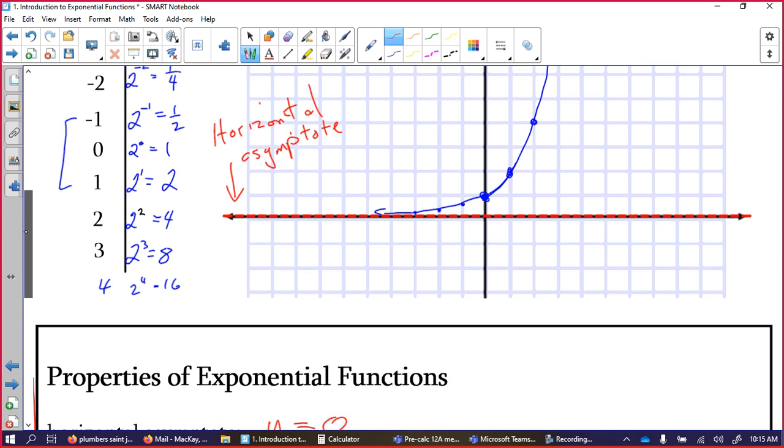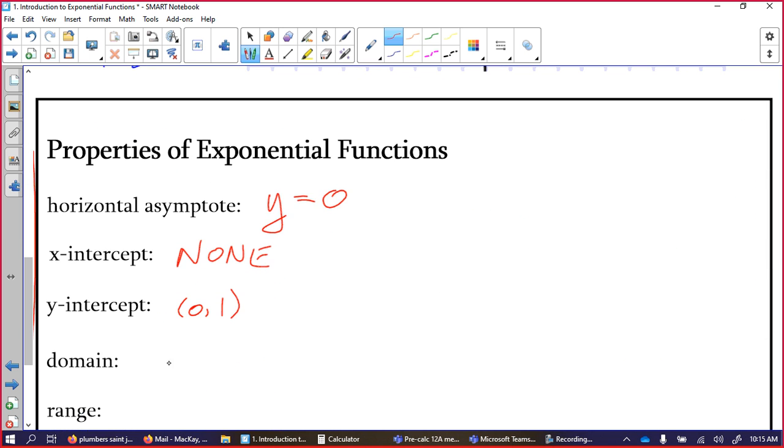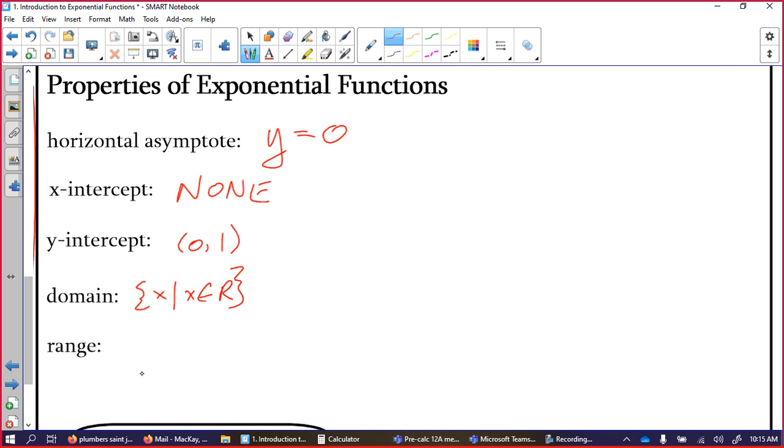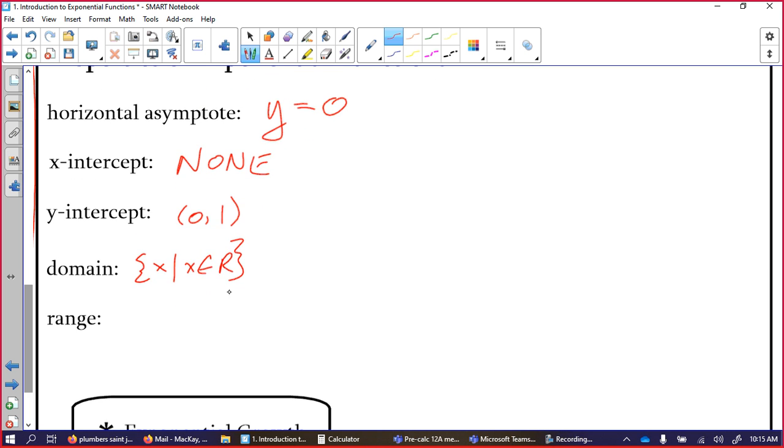and a domain. Can we put any x value in? Sure, it can go all the way into the negatives, it can go all the way into the positive. X is contained in the real number set, because you can do 2 to the pi. You can do 2 to the -1/2, any particular value.